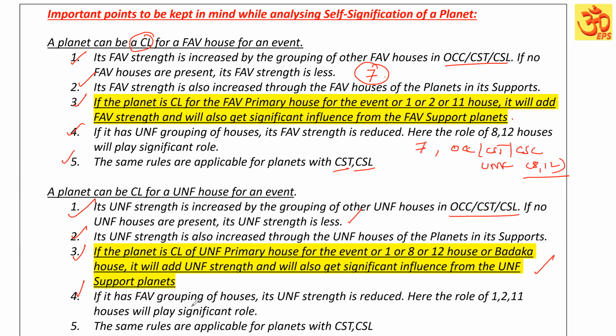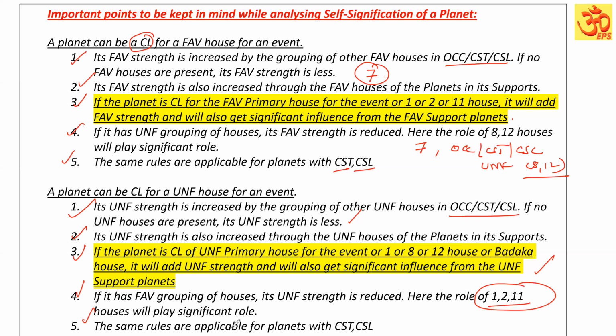Fourth one, if it has got favorable grouping of houses. For the favorable planet, when we talked about it, if it has unfavorable grouping of houses, favorable strength is reduced. Here, for the unfavorable planet, if it has favorable grouping of houses, its unfavorable strength is reduced. In the favorable grouping, the role of 1 to 11 houses will play a significant role. Suppose an unfavorable planet has a favorable grouping of houses, especially with the 1 to 11 houses, its unfavorable strength will be reduced. So the favorable strength is going to be increased.